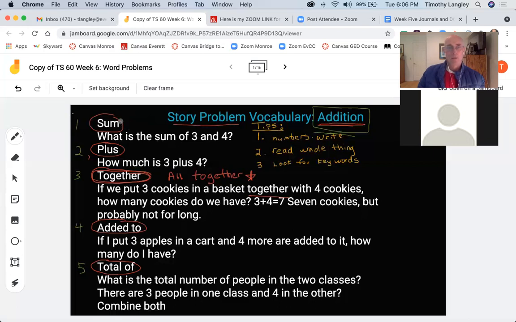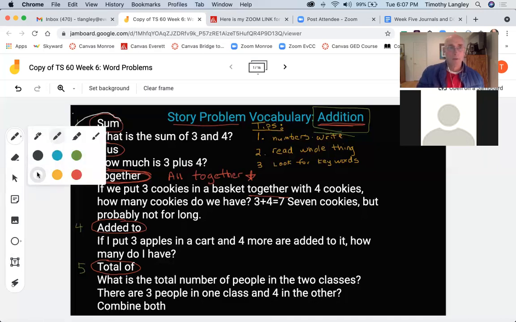If they ask you for the sum of something, oh great, my pen's doing this thing again. Just a second, hang on. See if it kicks back in here.